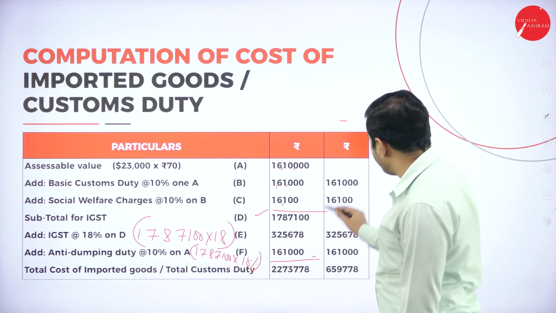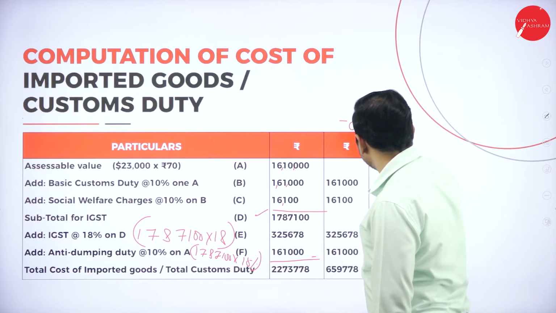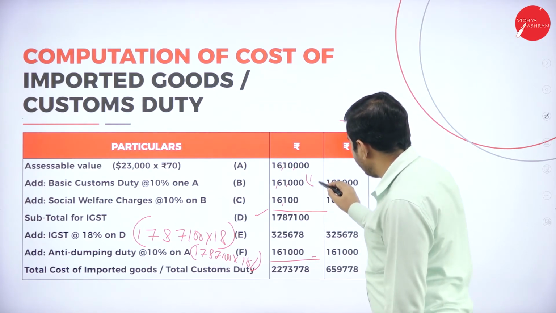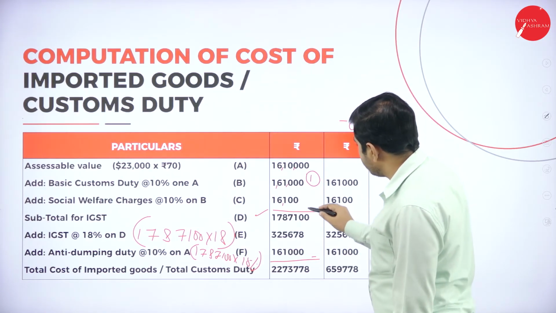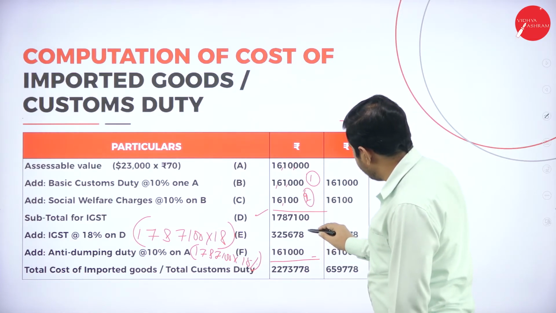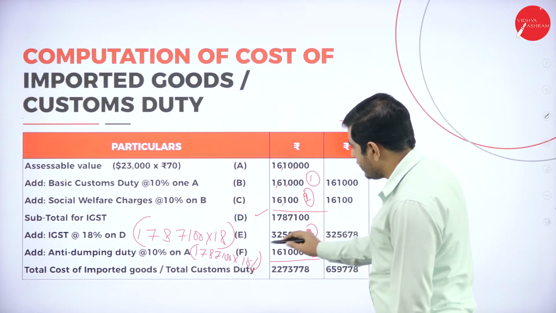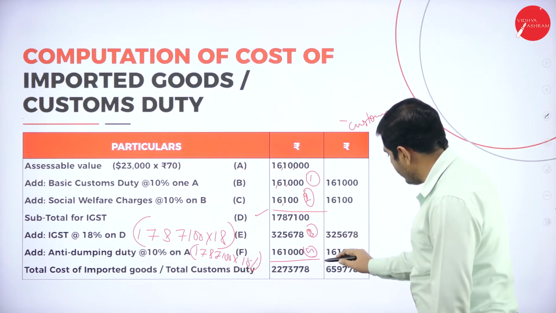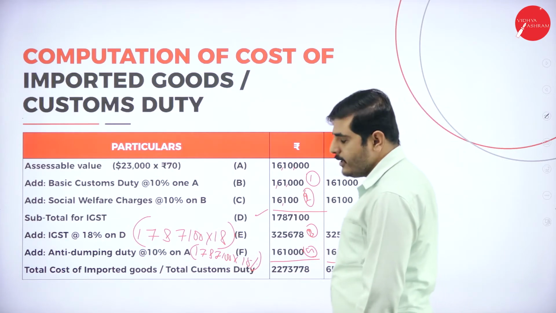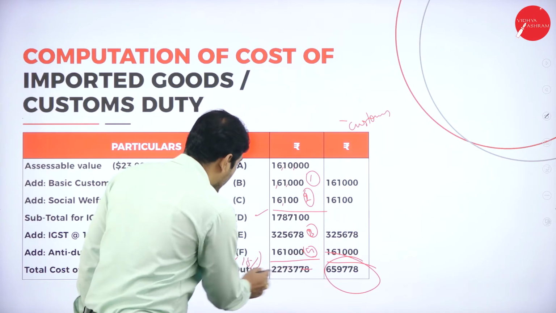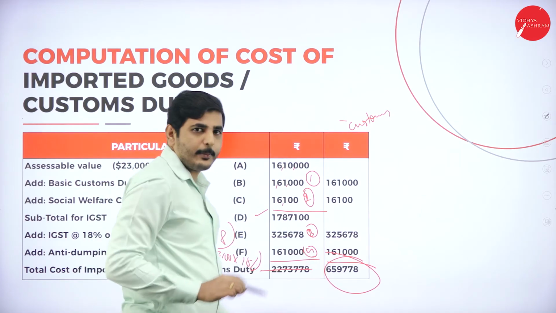So what are the items for custom duties? Custom duty we should calculate. So actual custom duty, basic custom duty we had paid, plus social welfare charges, plus IGST, third one, plus anti-dumping duty, fourth one. So you add all these four, you will get 6,59,778 actual custom duty payable. This is the actual custom duty payable. Don't add this one. If you add this one, it is enough.